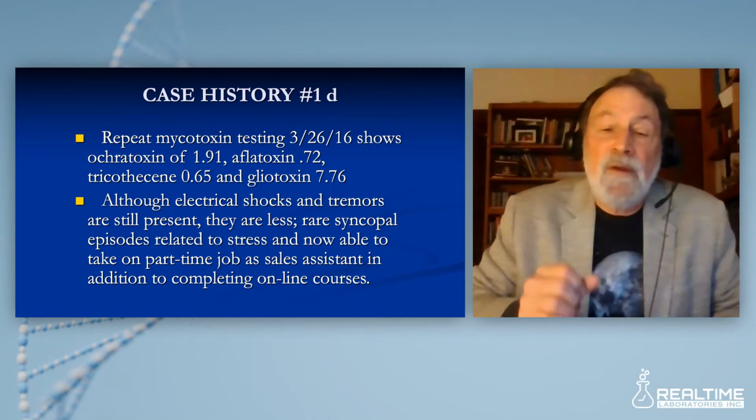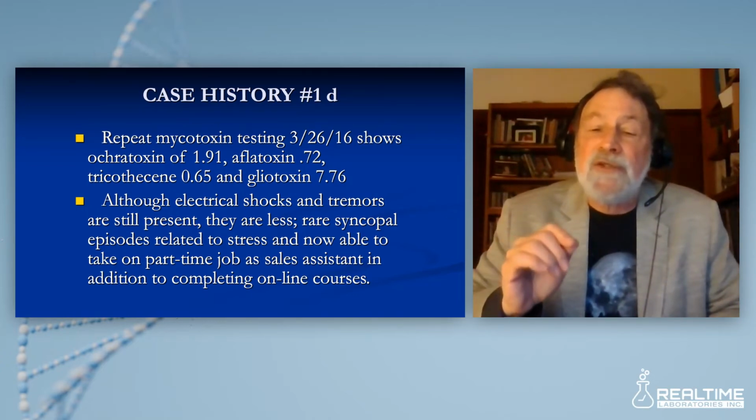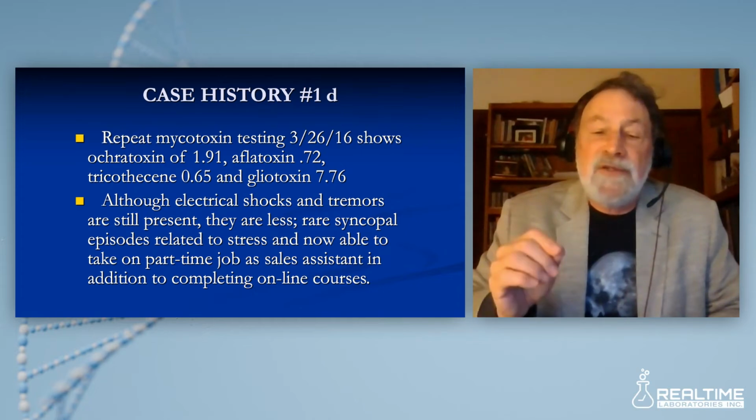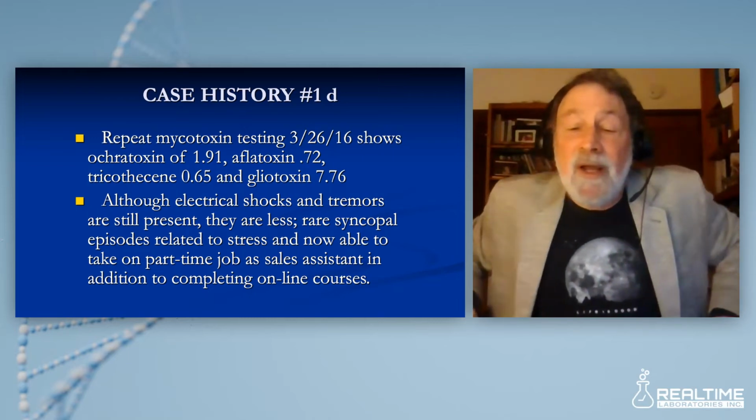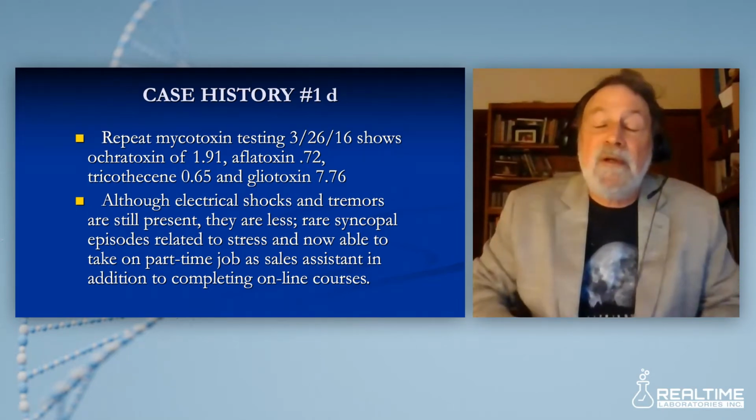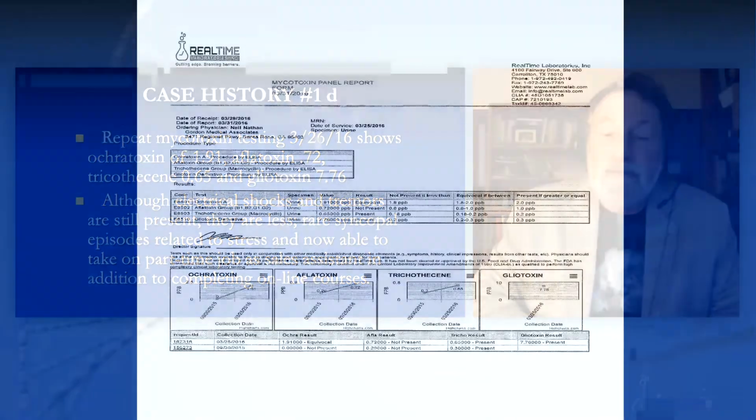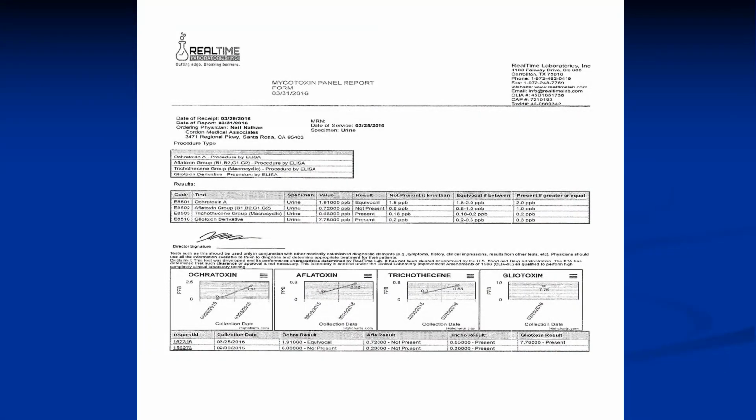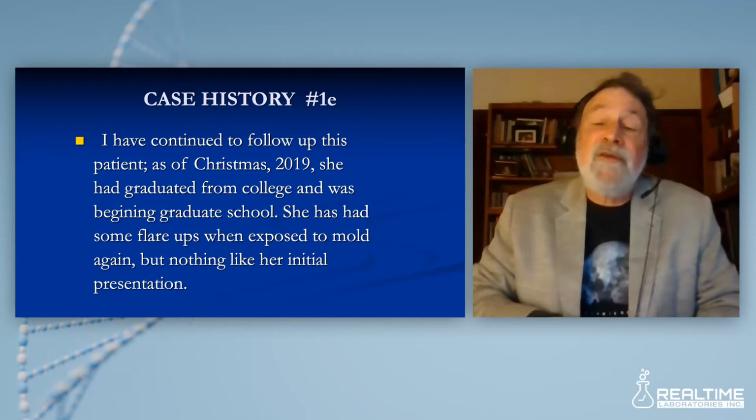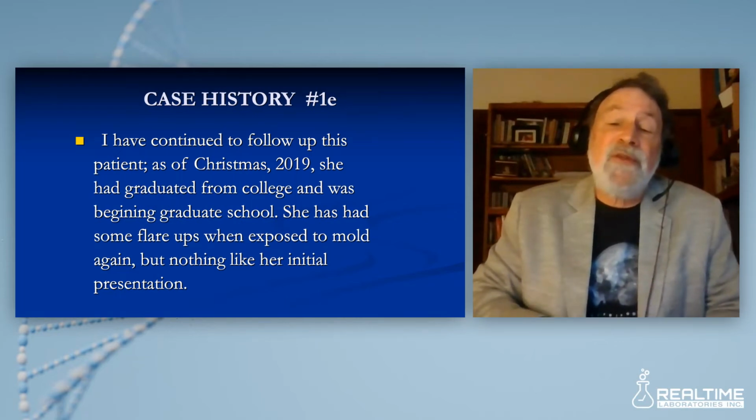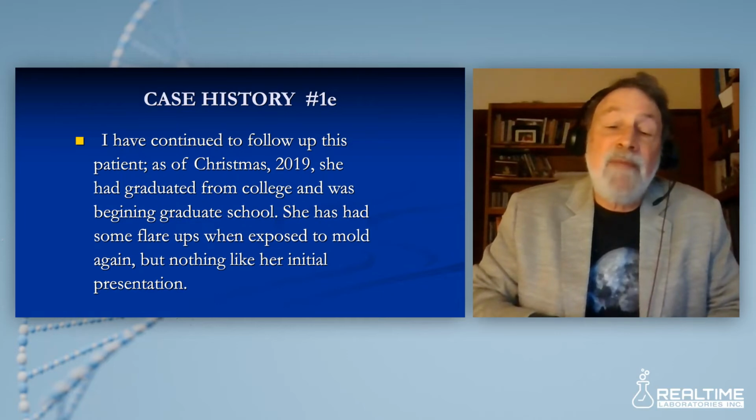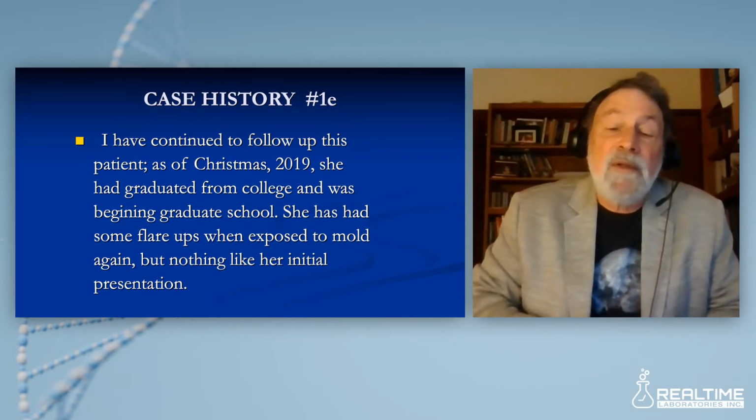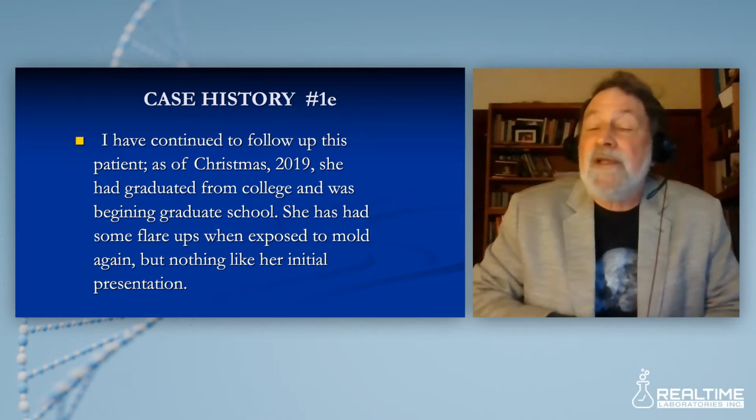So by March, although she was still having some electrical shocks and tremors, much less, and rare syncopal episodes, which were more related to stress, she was able to take on a part-time job as a sales assistant, as well as complete her online college courses. And this is the follow-up showing those numbers which I put on the slide previously. I continue to follow her. As of Christmas of 2019, she graduated from college and began graduate school. She's had some flares when exposed to mold, but nothing like her initial presentation, and basically she's living a normal life.